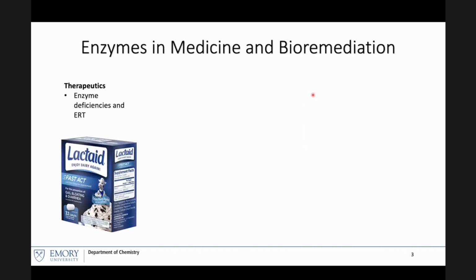The first thing I thought about was therapeutics. We typically have enzyme deficiencies in the world, right? And ideally we want to replace those enzymes with enzyme replacement therapy. If you think about lactose, many people are lactose intolerant, and you can simply deliver the enzyme lactase that is capable of degrading lactose for you. So if you don't produce enough lactase, guess what? You can just take it and replace that enzyme in your body.